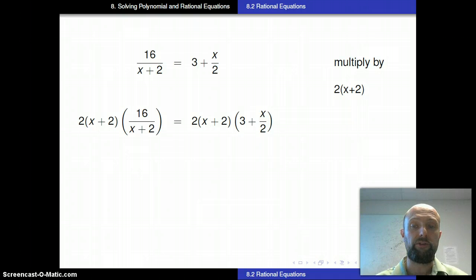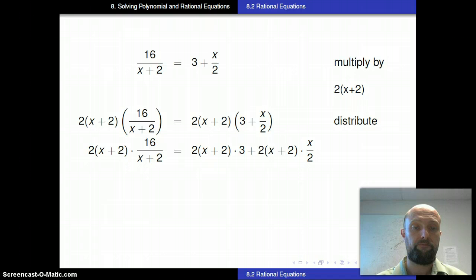Next, we distribute. And finally, we simplify. For the first term, we have 2 times x plus 2 times 16 over x plus 2. X plus 2 cancels out. We are left with 2 times 16, which is 32.